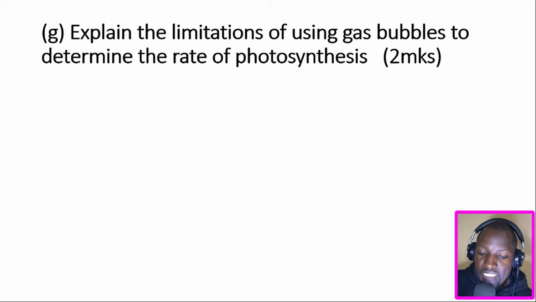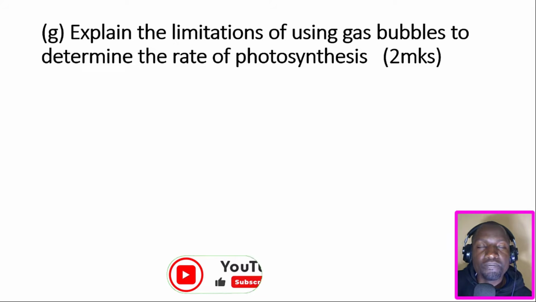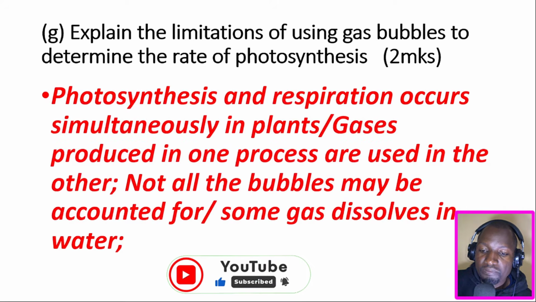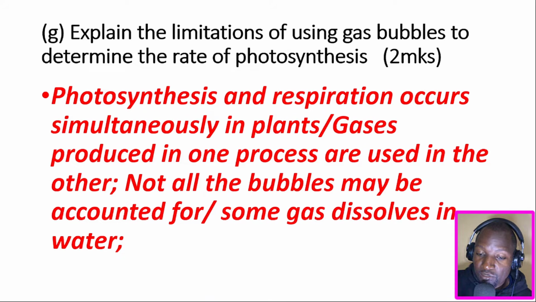Question number G, explain the limitations of using gas bubbles to determine the rate of photosynthesis. What are some of the limitations? We understand that photosynthesis and respiration occur simultaneously, and therefore, if you are trying to use photosynthesis to determine the amount of gas produced, remember we also have respiration taking place at that time, and respiration is consuming the oxygen being produced. So not all the bubbles may be accounted for. Some gas will also dissolve in water.